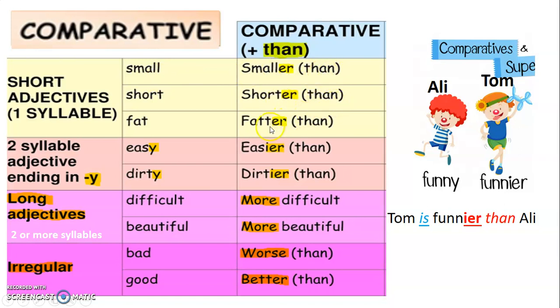Tom is fatter than Ali. Again, here we use a double T because we have a consonant, a vowel, and a consonant. Same for the adjectives with Y, like we saw before. When you have a Y at the end of your adjective, when you use the comparative, you need to delete the Y and put IER.